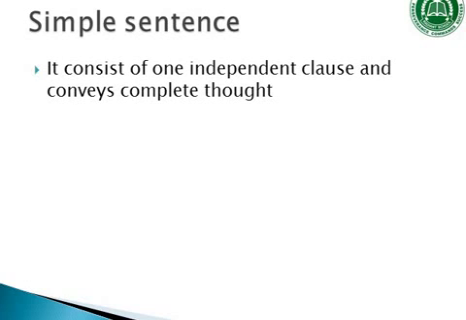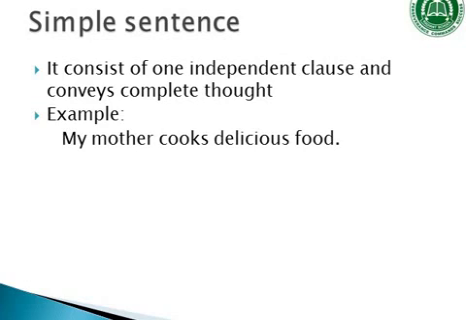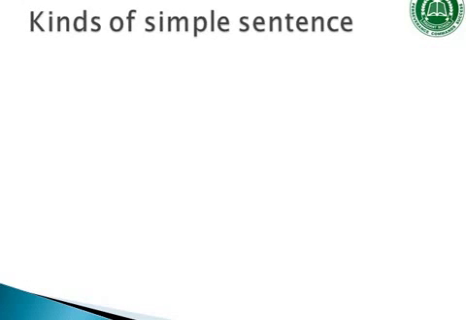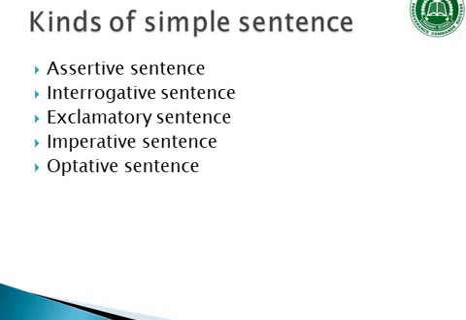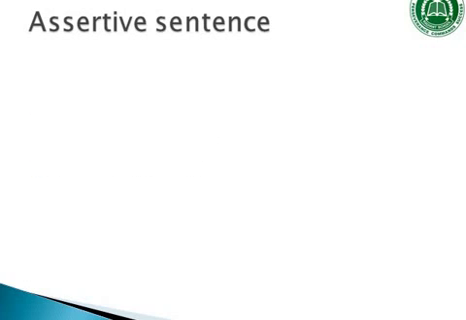A sentence that consists of one independent clause and it gives a complete thought is called a simple sentence. For example, my mother cooks delicious food. Simple sentence has 5 more types which are assertive, interrogative, exclamatory, imperative and optative. Let's start the first one.